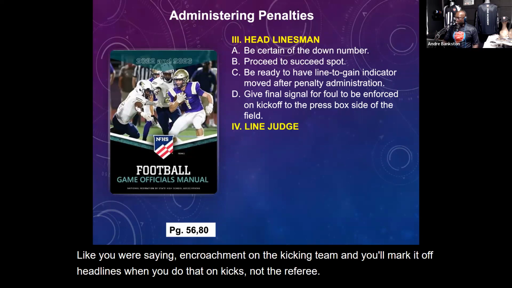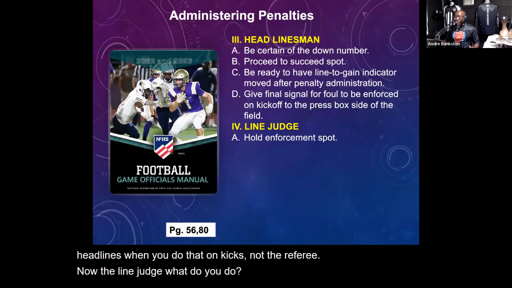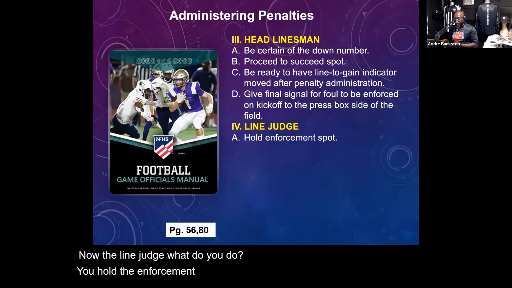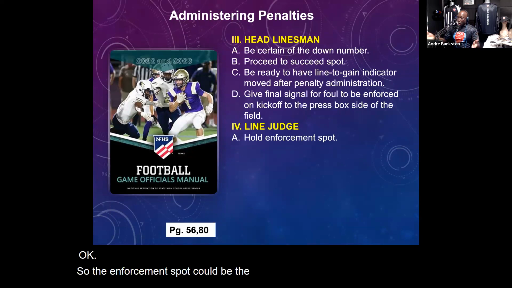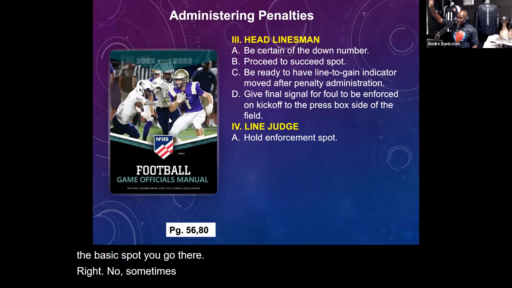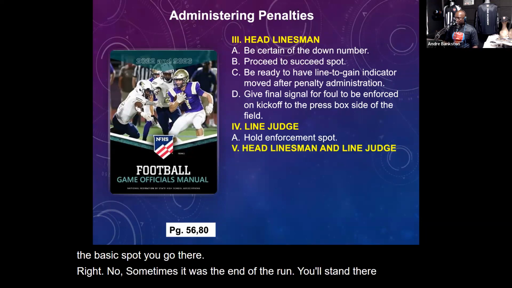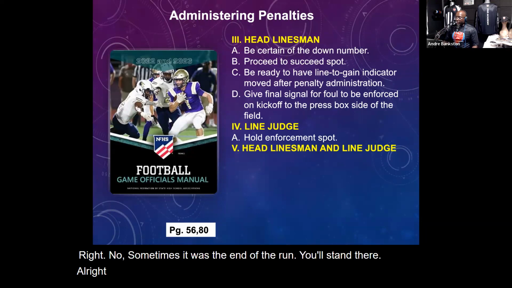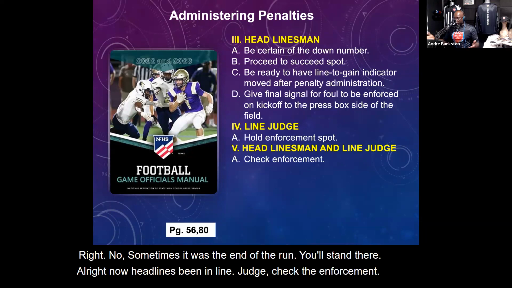Now, the line judge, what do you do? You hold the enforcement spot, be it the basic spot or the spot of the foul. So the enforcement spot could be the Geeps 20, or if it's the offense, behind the basic spot. You go there. Sometimes if it's the end of the run, you'll stand there. All right. Now, head linesman and line judge, check the enforcement. Y'all have responsibilities to do.